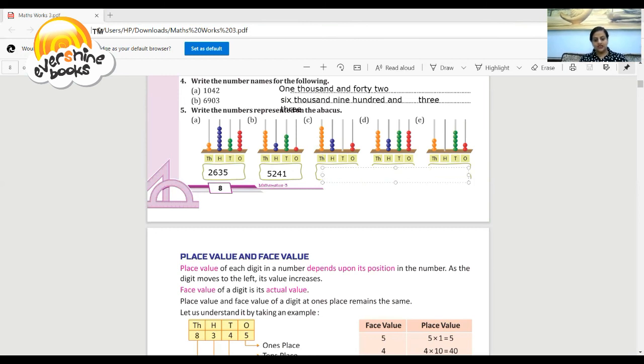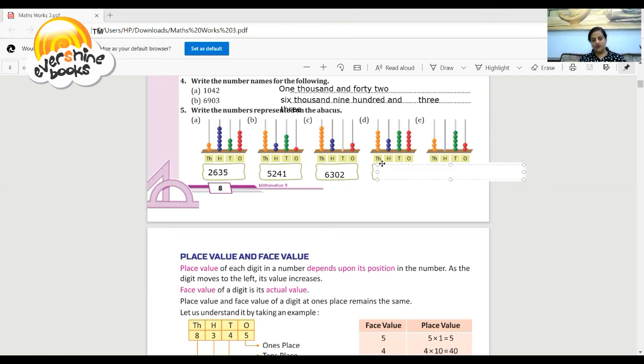So 6 is the answer at thousand place, 3 is at 100 place, 0 is at tens place, and 2 is at ones place. So the answer is 6,302. Okay, students. Next is how many balls are there?